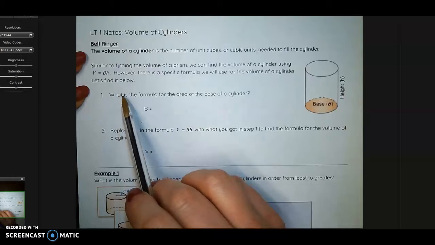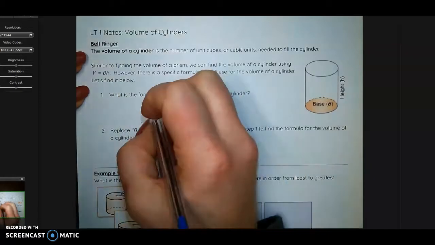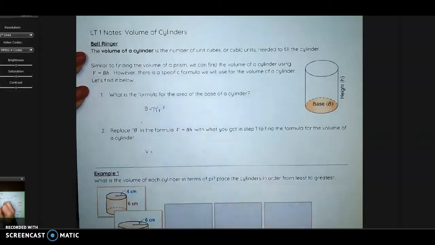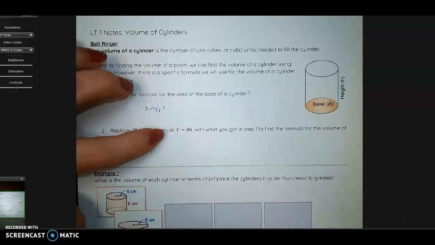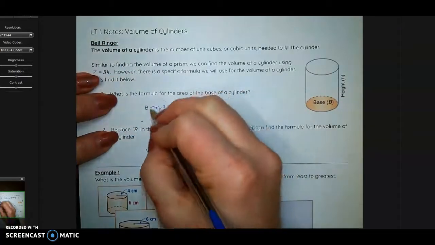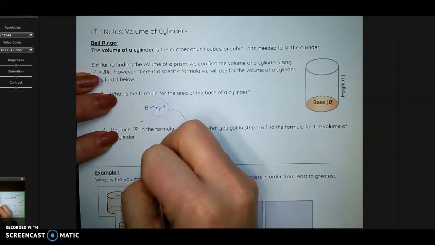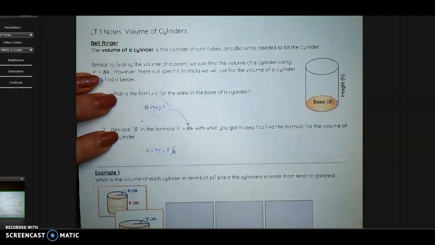Let's find it below. So what is the formula for the area of the base of the cylinder? And that base is a circle, so it's going to be pi times r squared. And we're going to replace the b in the formula, v equals b times h, with that. So we are going to do pi times r squared times the height.